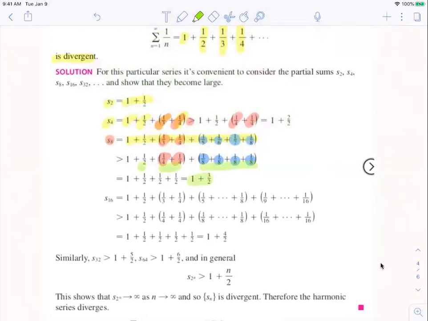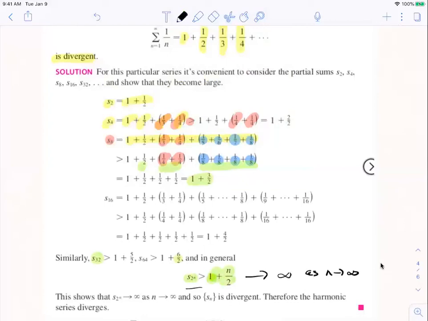Okay, I'll skip over the 16. You can look at it. It's the same kind of idea. Same thing for 32. Do this over and over and over again. This is the punchline. The 2^n-th partial sum is going to be strictly bigger than 1 plus n over 2. And 1 plus n over 2, as n goes to infinity, goes to infinity.